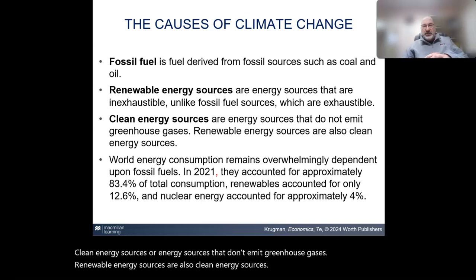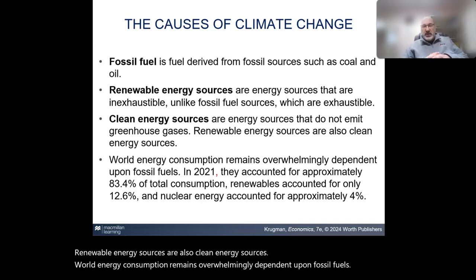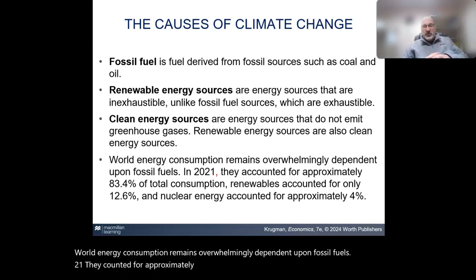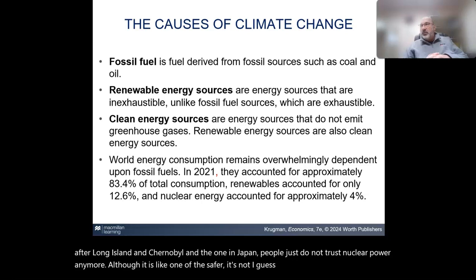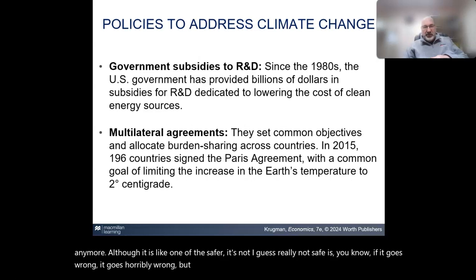World energy consumption remains overwhelmingly dependent upon fossil fuels. In 2021, they accounted for approximately 83.4% of total consumption. Renewable accounted for only 12.6%, and nuclear energy accounted for approximately 4%. So after Three Mile Island and Chernobyl and the one in Japan, people just do not trust nuclear power anymore. Although it is one of the safer, it's not really safe. If it goes wrong, it goes horribly wrong. But it is one of the cleaner energies.